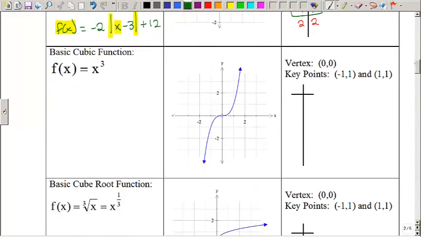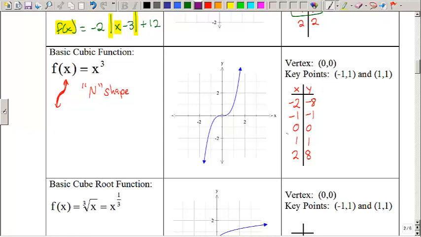Our next function is the basic cube function. Taking a look at its graph, you can see that this basic cube function is what I might call n-shaped. If your n was really stretched out, notice you have this little wiggle here, kind of like the middle of your n. On our xy table, if I plug in -2, -2 cubed is -8, -1 cubed is -1, 0 cubed is 0, 1 cubed is 1, and 2 cubed is +8.